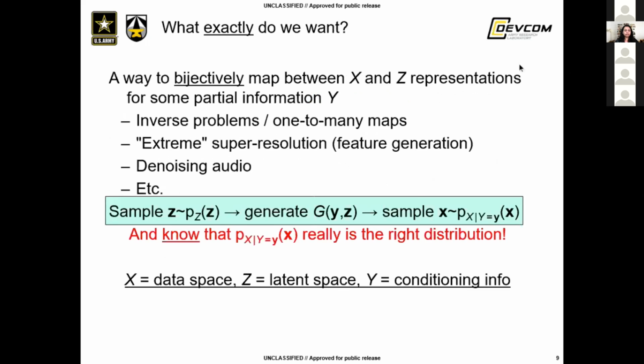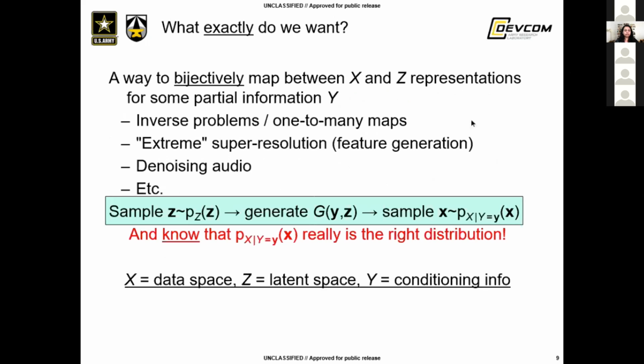What that means in practical terms is that we want a way to bijectively map between latent space and data space. The reason for this is that latent space is something we can sample easily if we choose a prior correctly in our model. Data space is hard to sample from because it's many dimensional and the real world is a mess. And we want to be able to do this for some partial conditioning information y that basically tells us something about our problem, but not enough to make a unique decision.